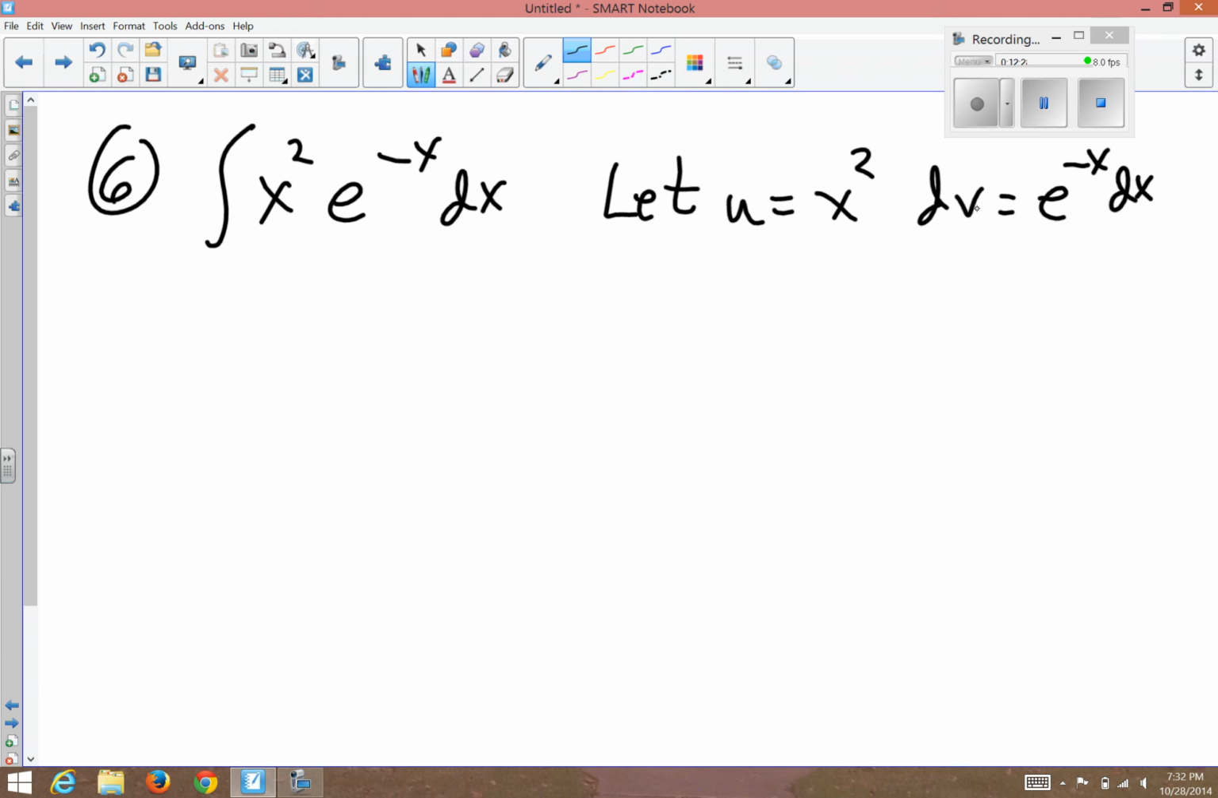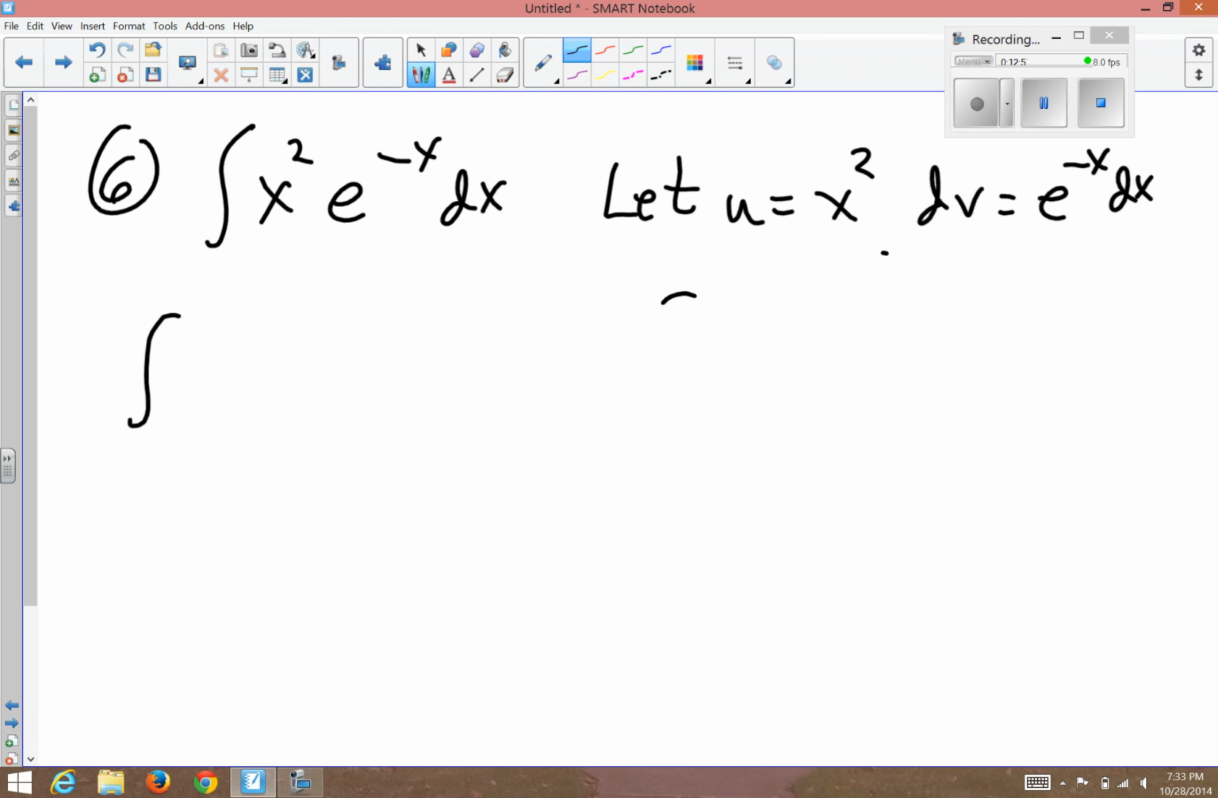Deciding which part to let u equal is something we'll talk about in class. It could be trial and error in the meantime. And dv has to be everything else. dv has to include dx. That's a rule. dv equals something with the dx, or dt, or whatever the variables are. So, don't go over here yet.